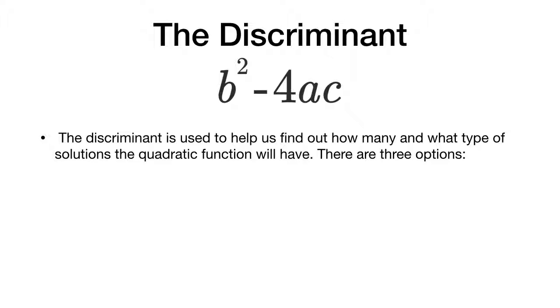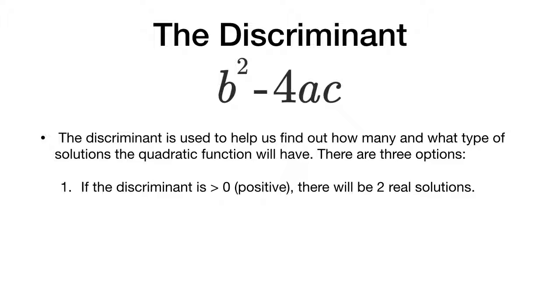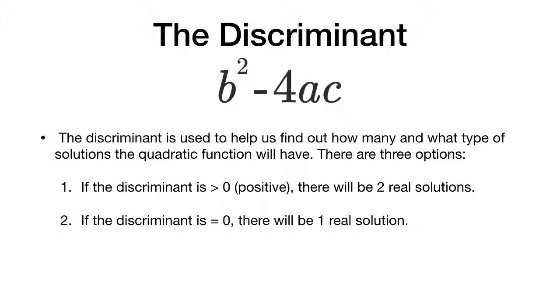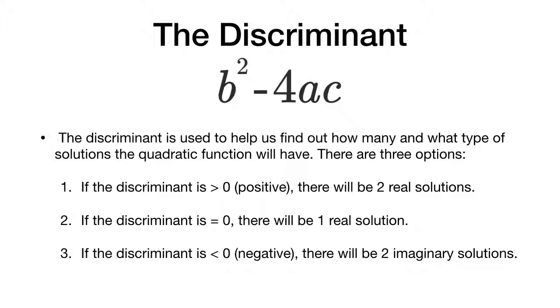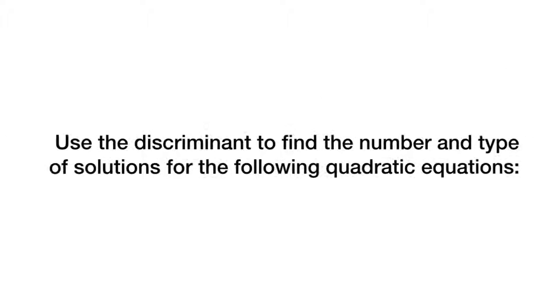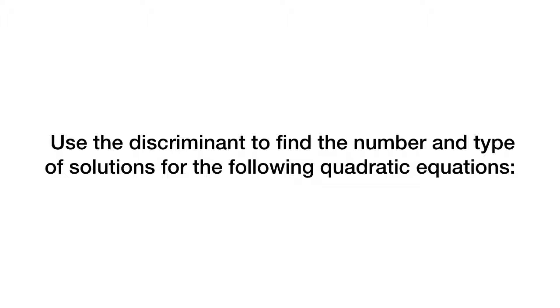All right, now we're going to talk about the discriminant. This is the discriminant right here, b squared minus 4ac. Now, if this looks familiar, it's because it's part of the quadratic equation, which we're going to talk about in the next video, or the quadratic formula. The discriminant is used to help us find out how many and what types of solutions the quadratic function will have. There are 3 options. 1, if the discriminant is positive, there will be 2 real solutions. If it's 0, there's going to be 1 real solution, and if it's negative, there will only be 2 imaginary solutions.